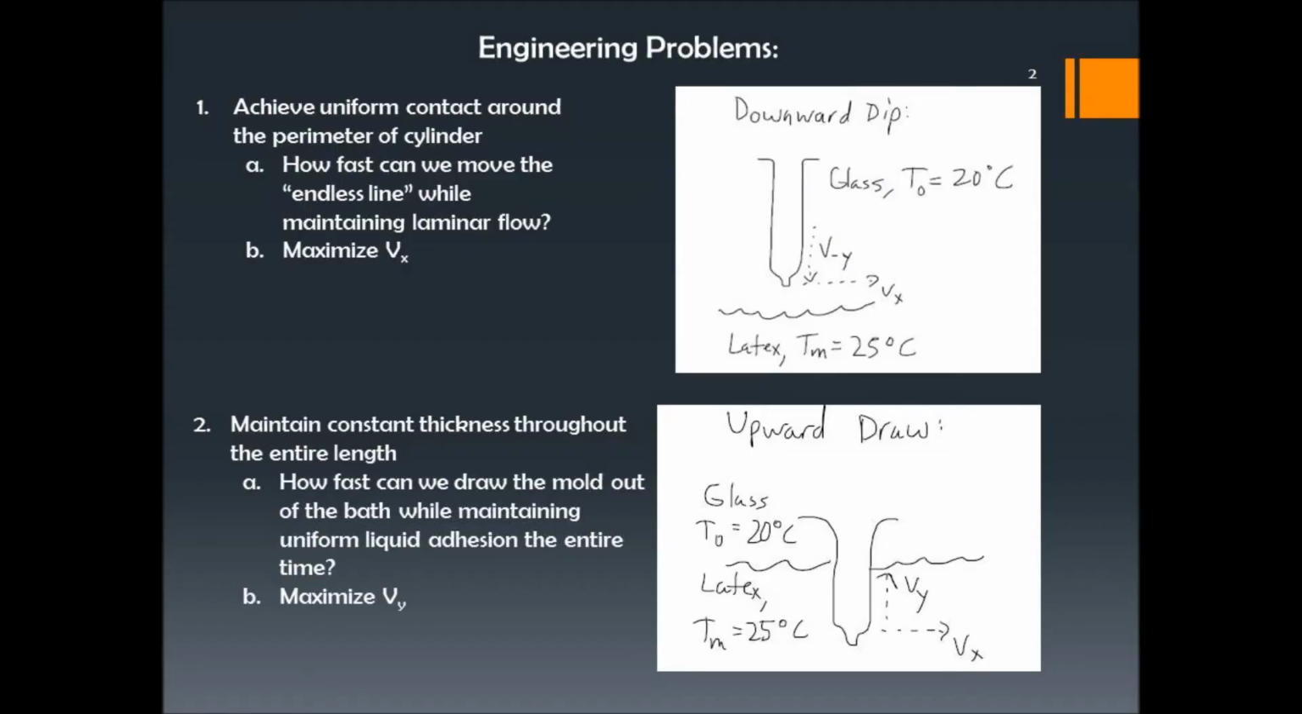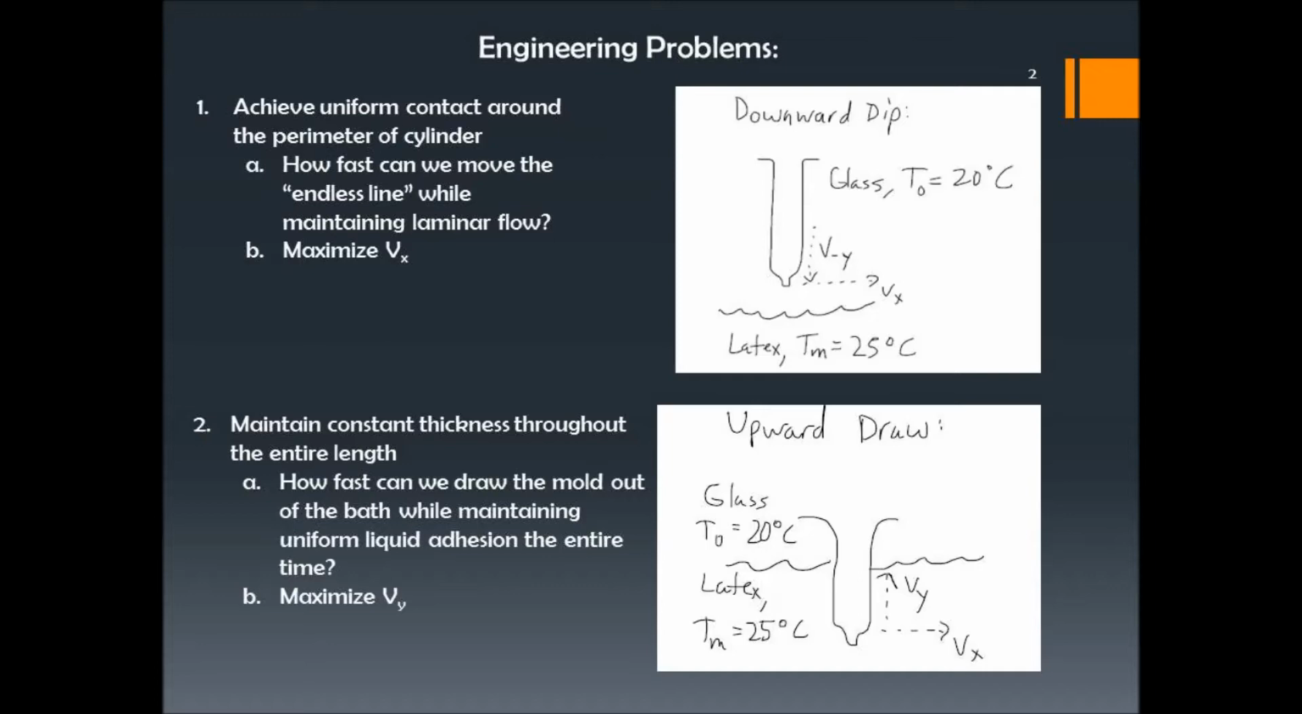The first occurs with the horizontal movement through the bath. What we want is laminar flow so that there's uniform contact pressure between the latex and the glass mold all around. That way it's not thicker in the front and thinner in the back. We want a uniform thickness of these condoms, but we also want to maximize the horizontal velocity.